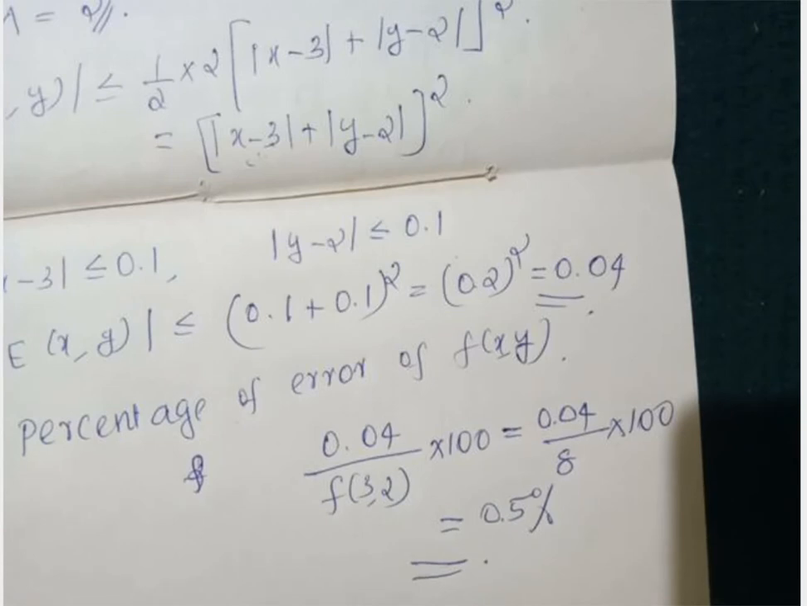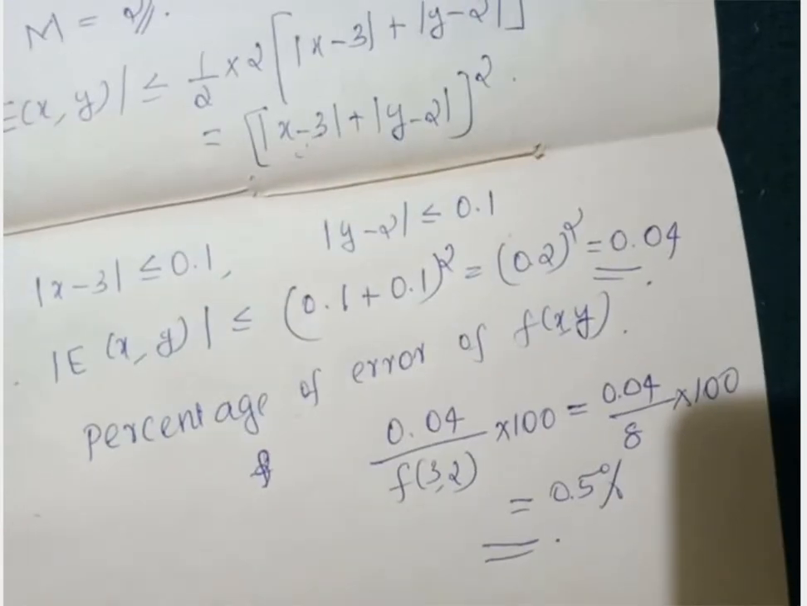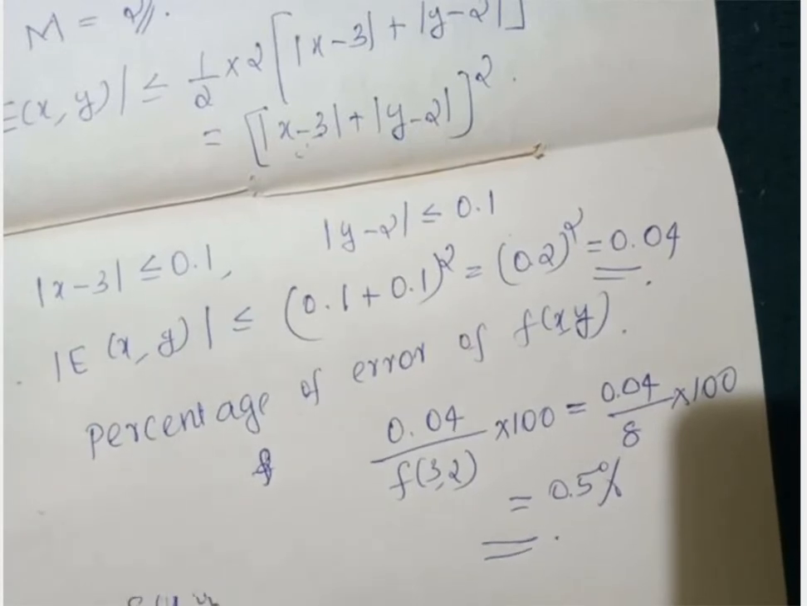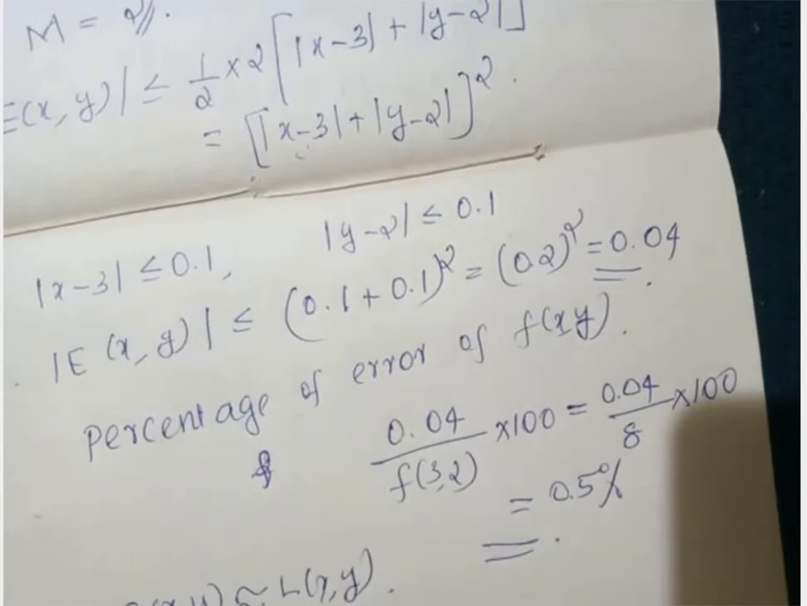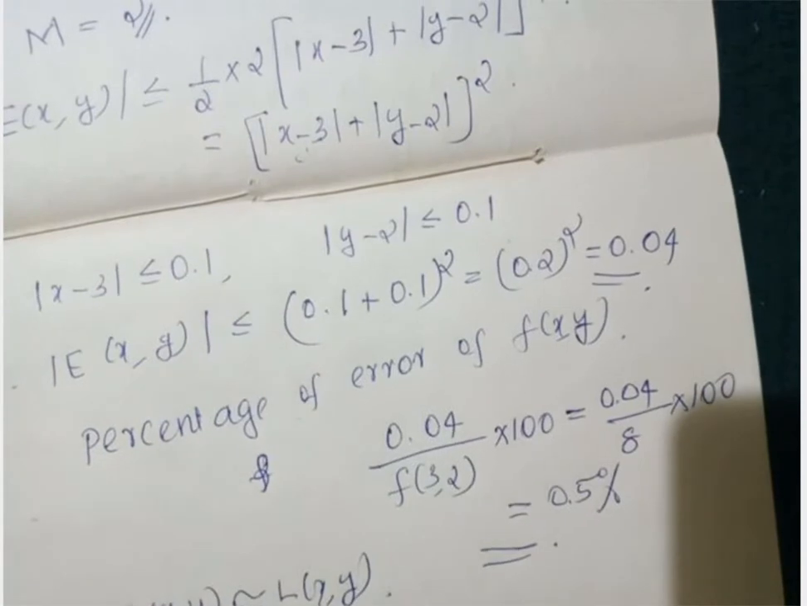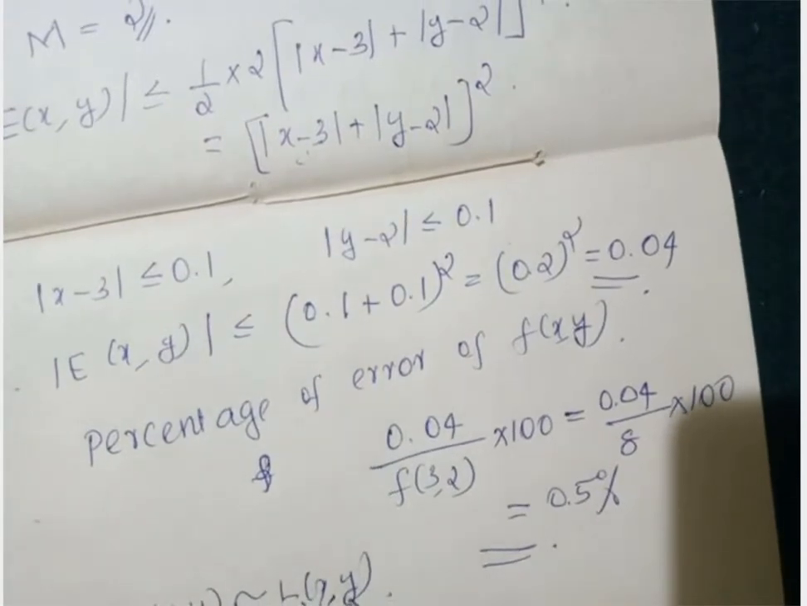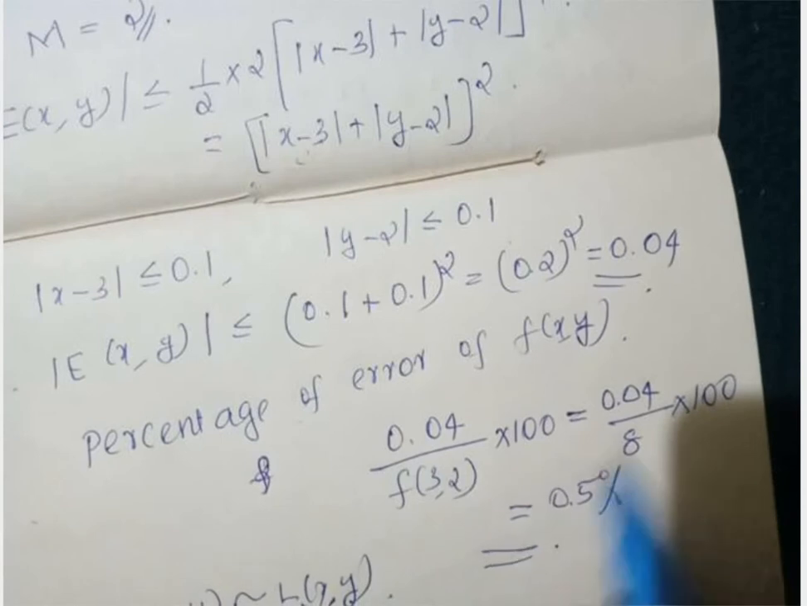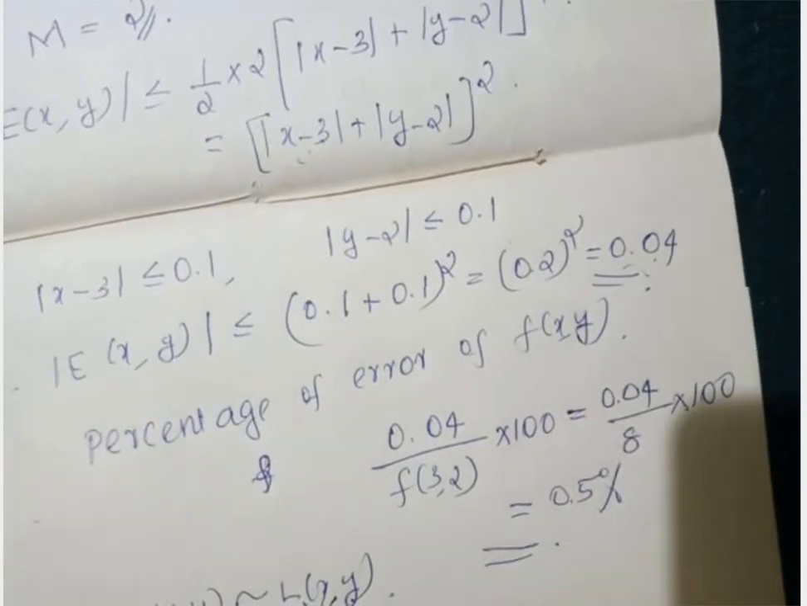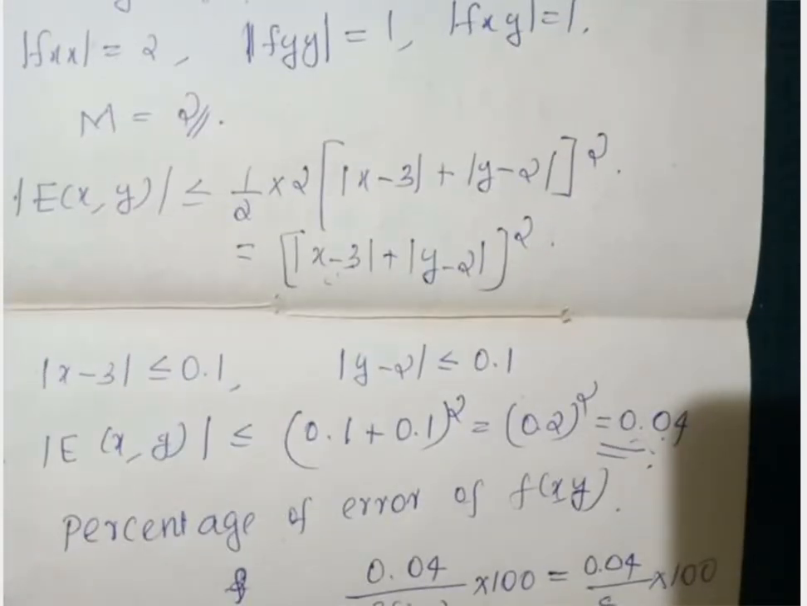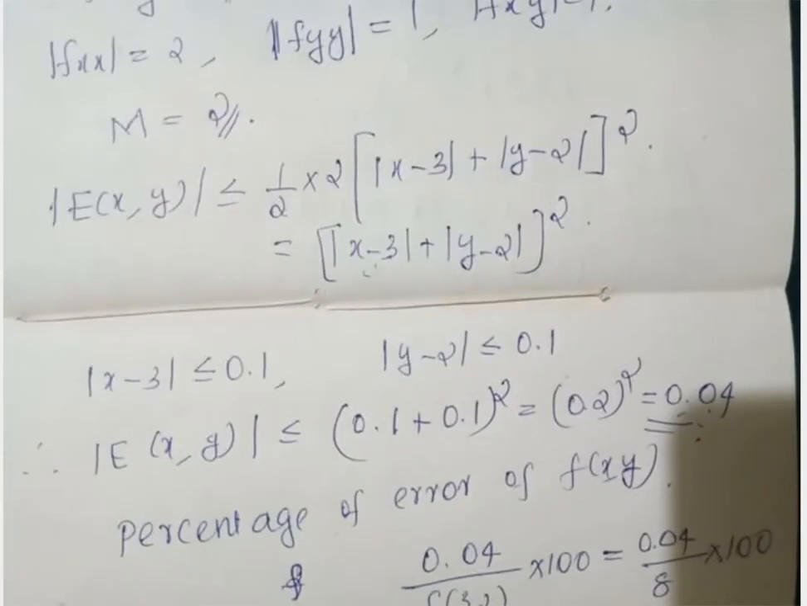So from this question we can understand that f(x,y) is approximated by L(x,y) with error not more than 0.04. We can approximate f(x,y) using L(x,y) with error not more than 0.04. Right, this is the answer.